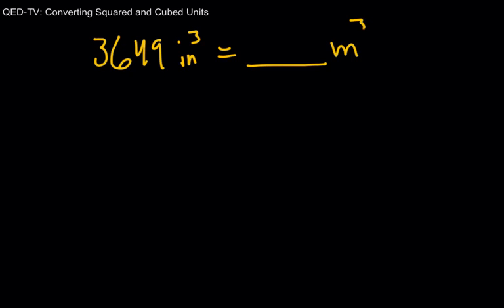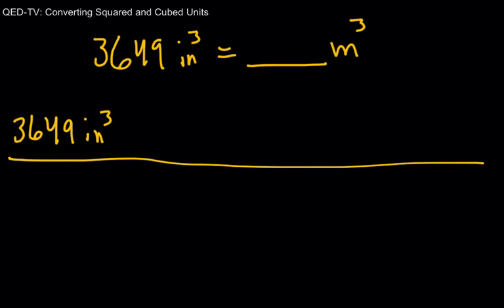Let's go to the next one here and do another problem. Let's take 3649 cubic inches. So this is a volume, cubic inches. And I want to know how many cubic meters that would be. Okay, so I write down my given: 3649 cubic inches.